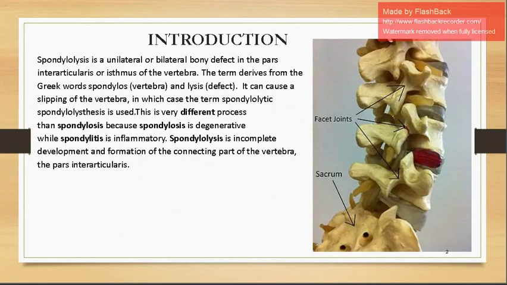This condition is a bit different process than spondylosis, because spondylosis is degenerative, that we have discussed already, while spondylitis is inflammatory, where there is an itis, inflammation. But spondylolysis is an incomplete development or formation of the connecting part of the vertebra, that is the pars interarticularis.